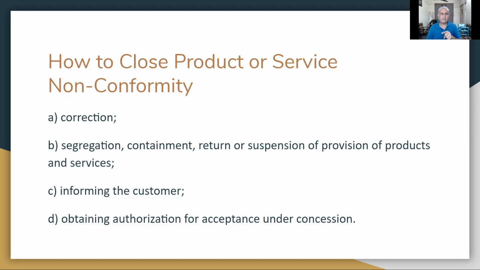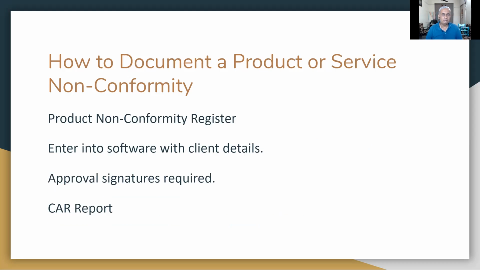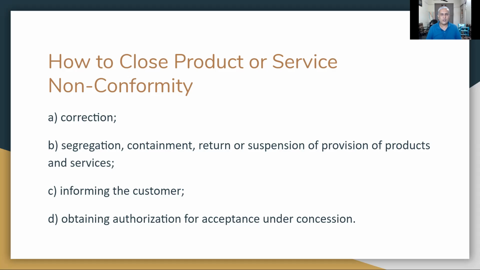So after everything is done, which is mentioned over here, A, B, C, and D, we will go further. Now you have to document the product and service non-conformity. Okay, before that, let us go back and also mention one scenario of a service non-conformity. Let's say you are an air condition maintenance firm. So your product or service is, your people are going to a customer's place and they are servicing the air conditioners, right?